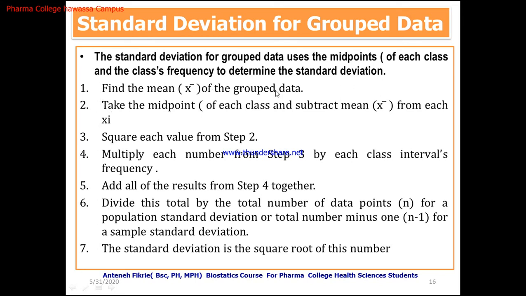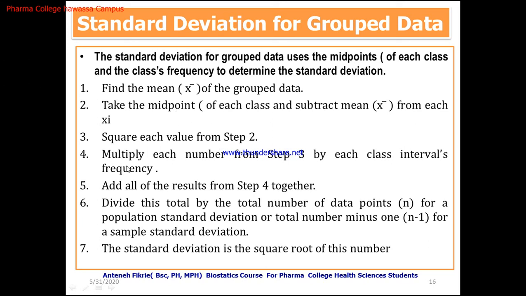First, find the mean of the grouped data. You know how to calculate the mean for grouped data, isn't it? Second, take the midpoint of each class and subtract the mean from it. Then number 3, square each value from step 2. That means (midpoint minus mean) squared.